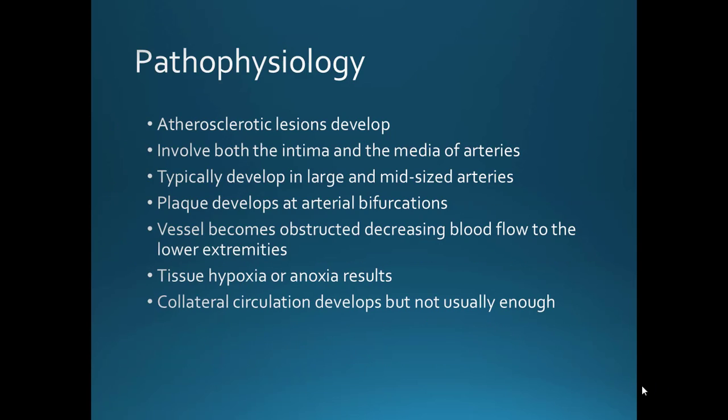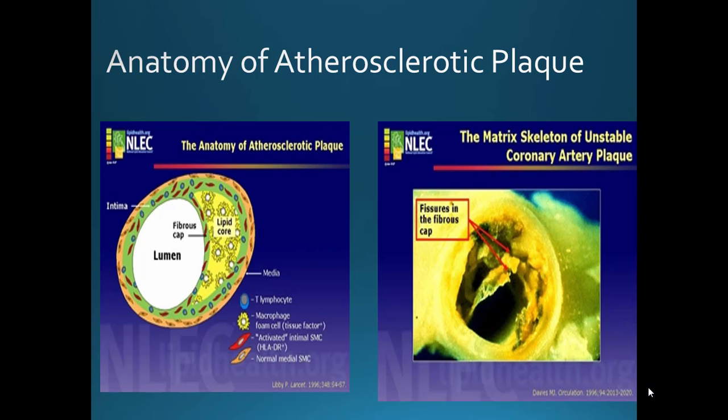The pathophysiology, as I said, is the buildup of atherosclerotic plaque, which typically occurs in the large and mid-sized arteries, causing occlusions and hypoxia to the tissues. Plaque can be stable or unstable, and either way, it can rupture without warning, causing the sudden formation of a blood clot, which will lead to either a total or partial occlusion of the artery.